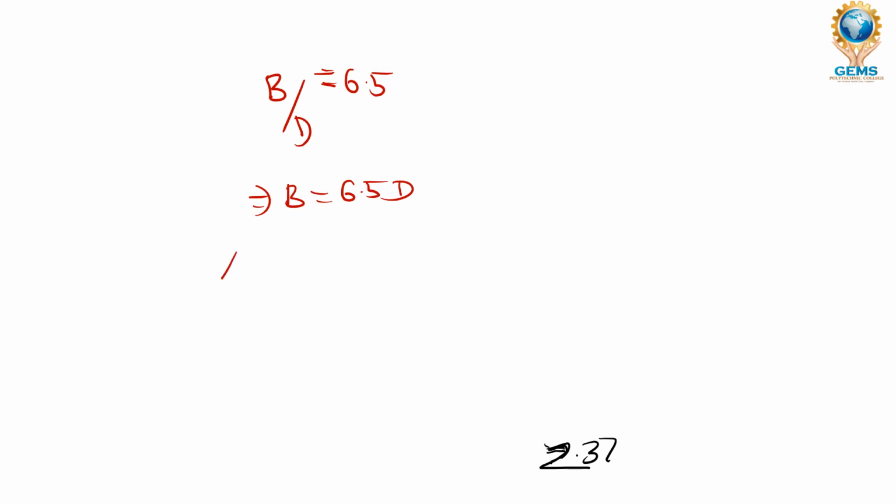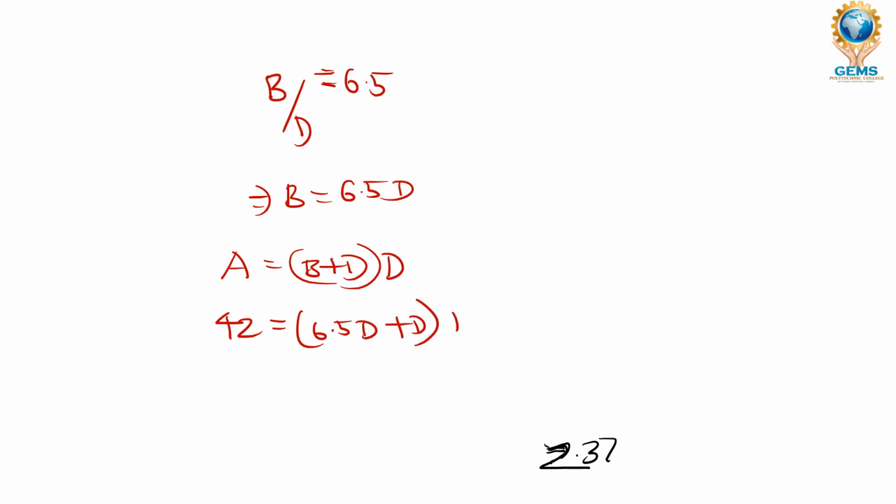So you know the cross sectional area formula, which is (B plus D) into D for trapezoidal canals. The area we have found is 42, right? So that is 42 equals (B plus D) into D, where B is 6.5 D plus D into D. Add this: 6.5 D plus D is 7.5 D, into D. So 42 equals 7.5 D square, right?